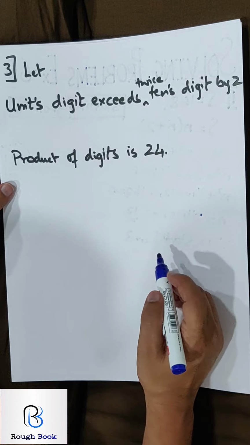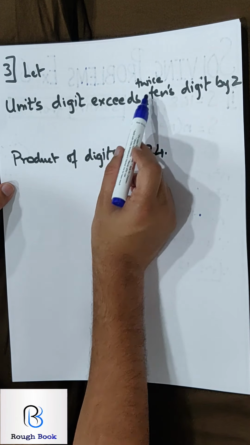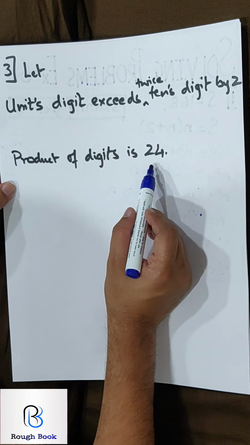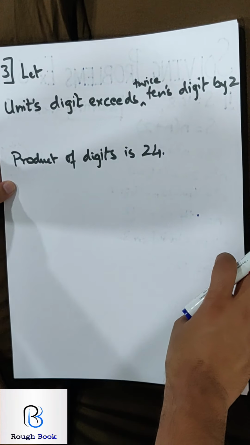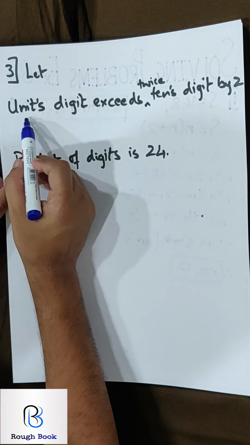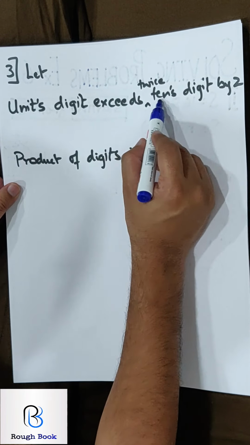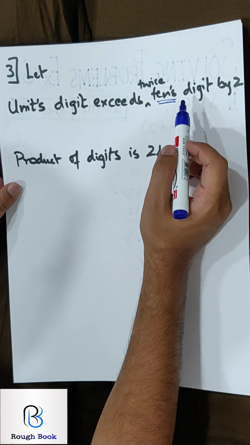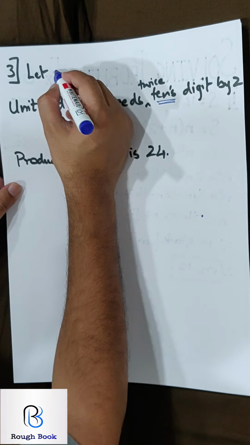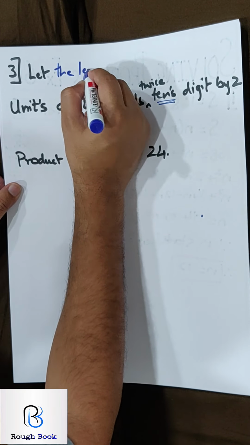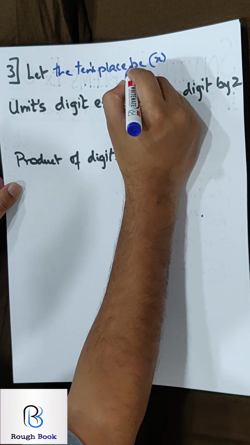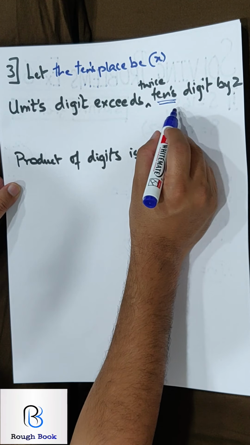This is a 2-digit number where they say the units digit exceeds twice the tens digit by 2 and the first condition says the product of the digits is 24. So the product of the digits is 24. We'll look at this later. First we'll have to assume: units digit exceeds, that means tens is the smaller one, and the thumb rule was whichever is the smaller has to be considered as x. So let the tens place be x.